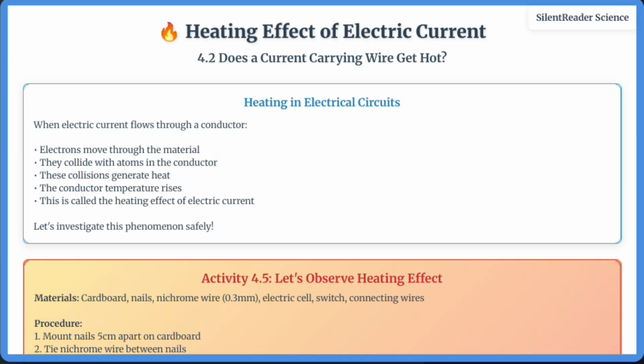Now let's investigate the heating effect of electric current. When electric current flows through a conductor, the moving electrons collide with atoms in the material, generating heat. This is why wires get warm when current flows through them.